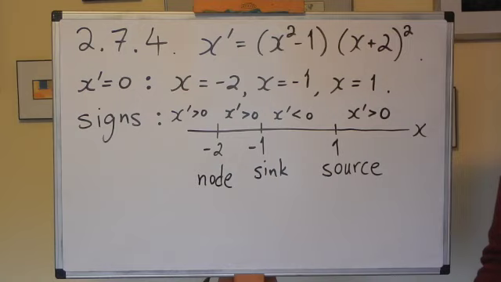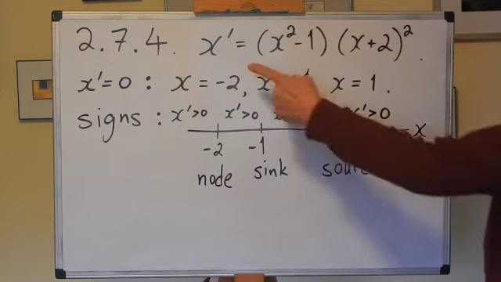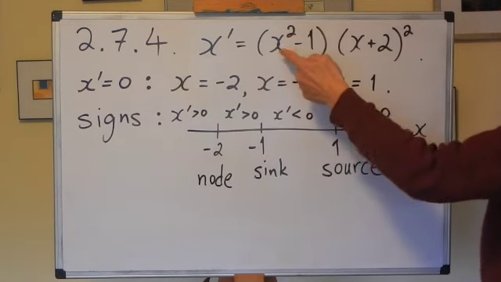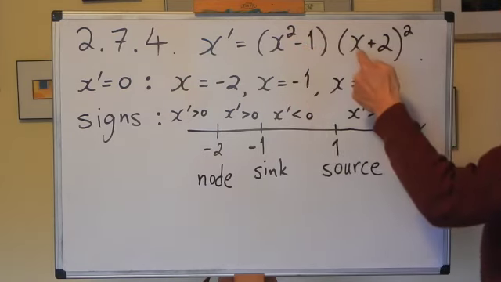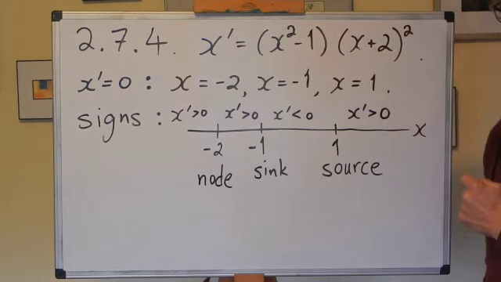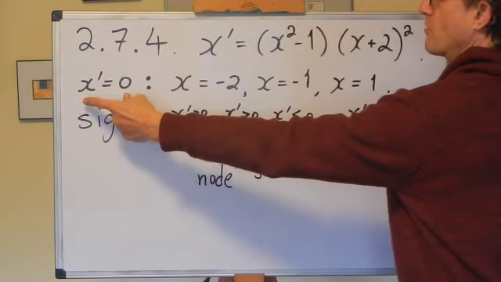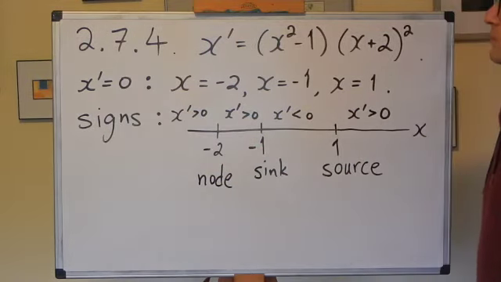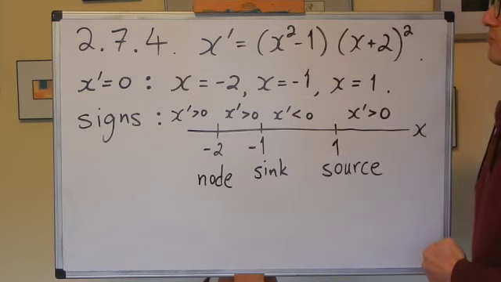Here we have an example of a phase line. We're considering the equation x prime equal to x squared minus 1 times x plus 2 squared. And so the first thing we'd like to figure out is what the equilibria are. Equilibrium points occur when x prime is equal to 0. This is factored for us as a polynomial.